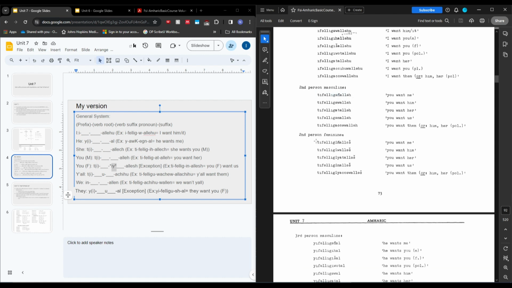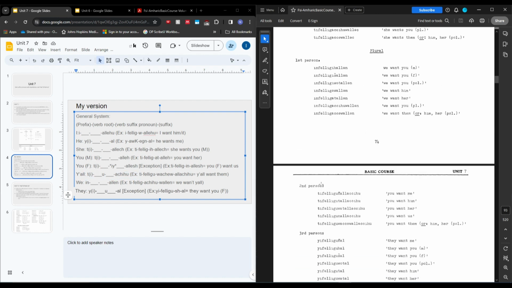Whereas here we're gonna see for second person female, which is you female. I think we can look at this example for it. So it would be tifelig iya talish. Like the iya is coming before this at, which is directing the action like you want her, and then the alish is coming afterward. The other exceptions are y'all and they.